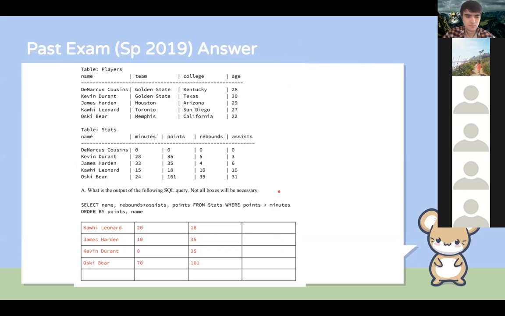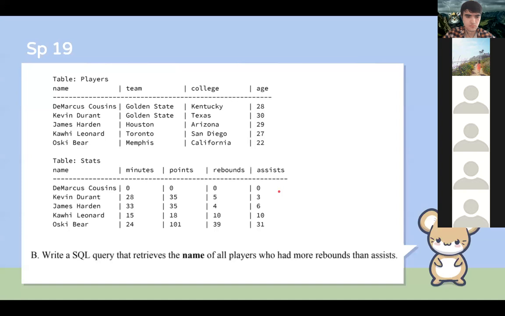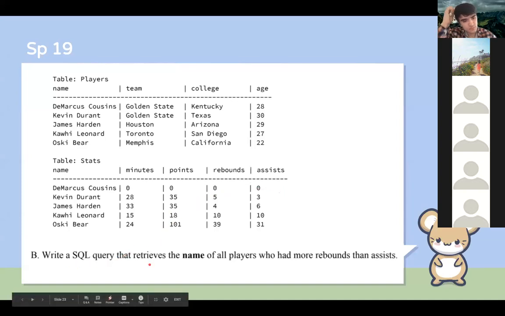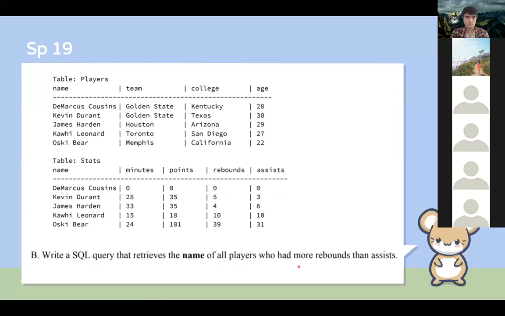Okay, let's move on to the second part. So now we're actually going to write a SQL query that retrieves the name of all players who had more rebounds than assists, okay? You guys can take maybe, let's say, 2 minutes on this.